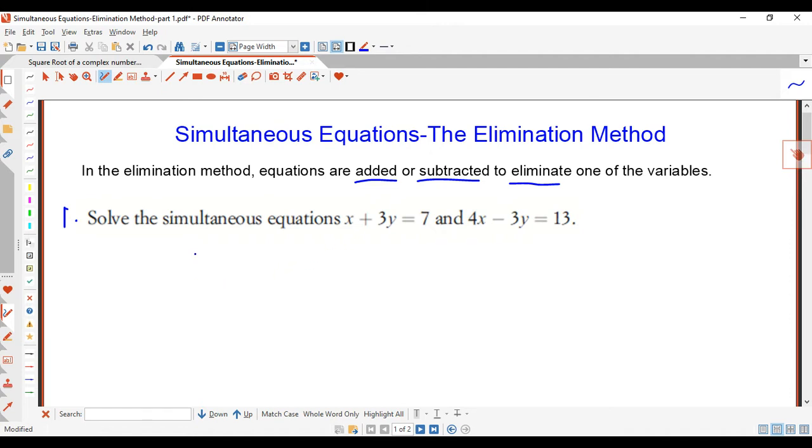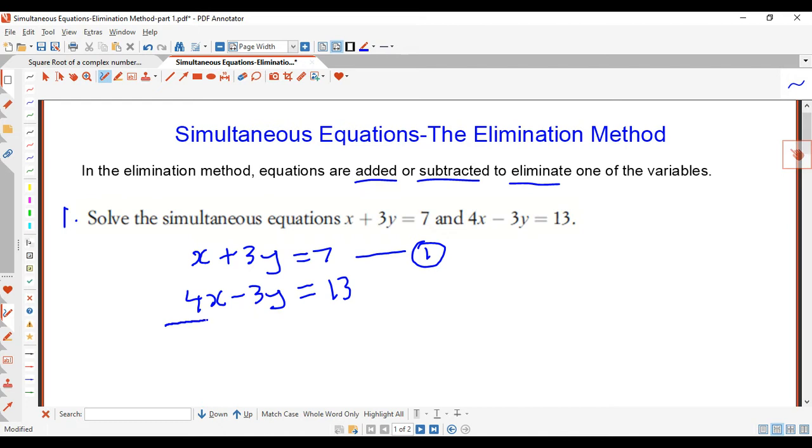The first step you're going to do is write down the first equation. x plus 3y is equal to 7. I'm going to call it equation 1. Next, I'm going to write down the second equation. Notice I'm lining up the x terms and the y terms underneath each other. Everything's got to line up nicely, including numbers. The 7 and the 13 are lined up, the y terms are lined up, the x terms are lined up. Now, I'm going to draw a line underneath this because this is going to be an addition or a subtraction.